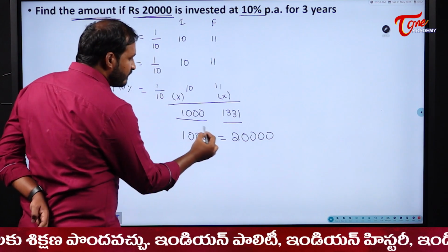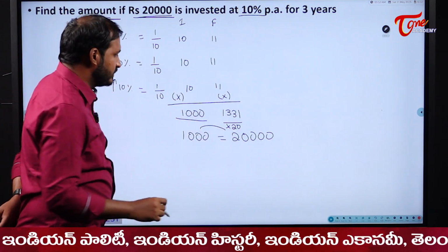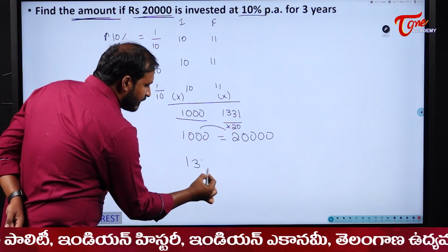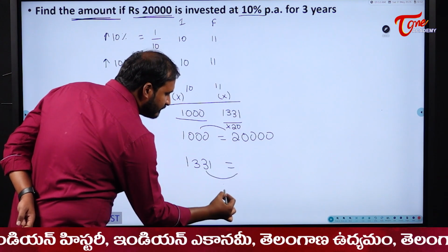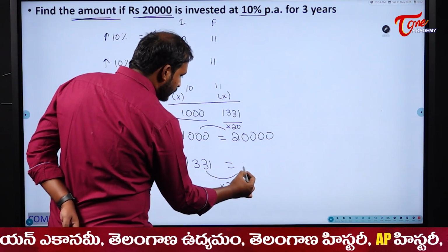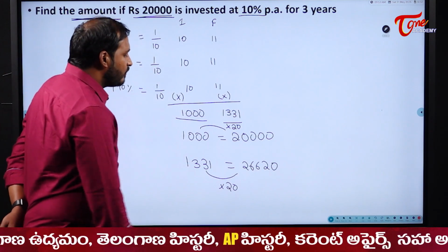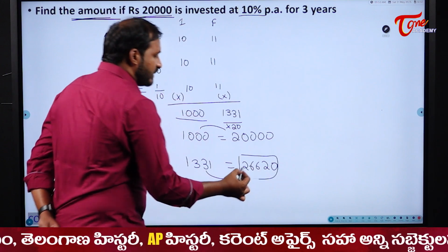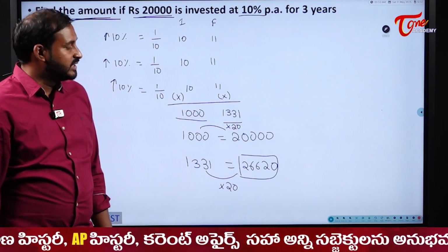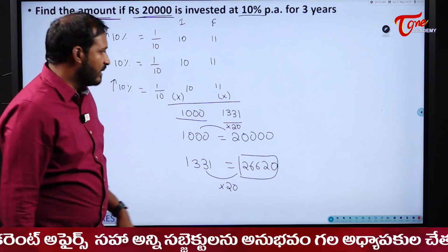That means what did we multiply with here? With 20, right? 1000 into 20 is 20,000. Now similarly, what is 1331? Similarly, multiply it with 20, what will you get? When you multiply it with 20, 26,620. That means it will become 26,620. Anyway, they are asking us the amount, so directly we are writing the amount here.